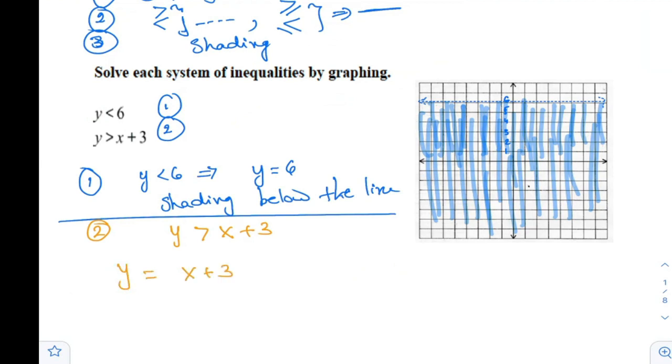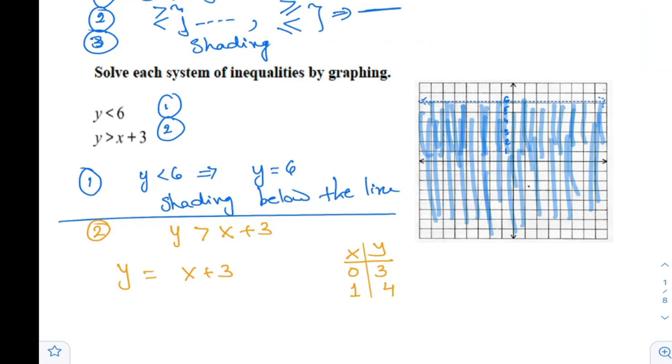For y equals x plus 3, we can generate our table with 2 points only. So assuming x is 0, y equals 0 plus 3, which is 3. Assuming x is 1, then 1 plus 3 is 4. And remember, before we match, we have to decide whether it's a dashed line or solid line.